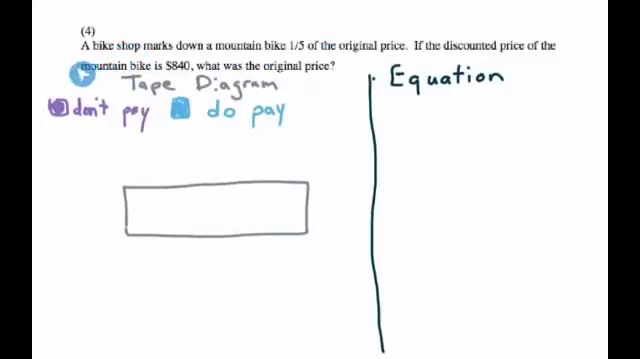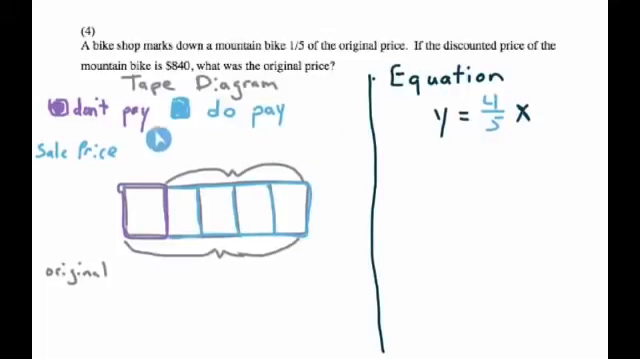Question 4. A bike shop marks down a mountain bike 1/5 of the original price. If the discounted price of the mountain bike is $840, what was the original price? So we have our tape diagram set up, and another option would be thinking of our equation. If we're thinking about our don't pay color, how many total squares should there be, and how many should be colored don't pay?